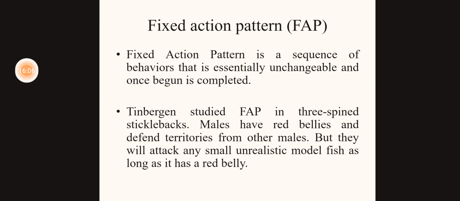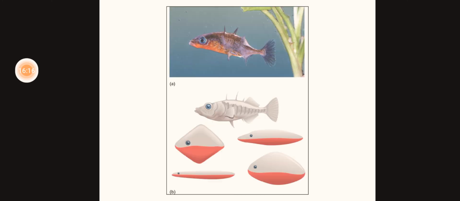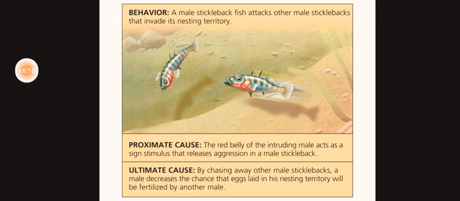Males have red bellies and defend territories from other males, but they will attack any small unrealistic model fish as long as it has a red belly. So that's the reason a male stickleback fish attacks other male sticklebacks that invade its nesting territory.